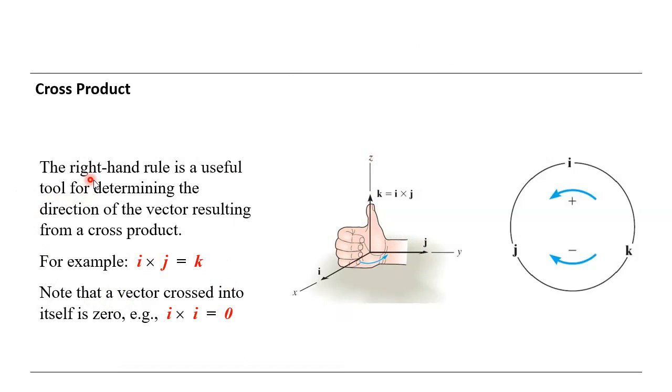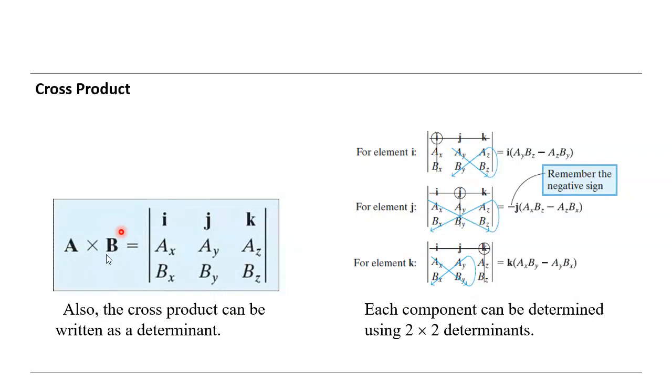So the right hand rule we use for calculating the cross product, and you see here, for example, i cross j is k, and i cross i is equal to zero, which comes from the right hand rule, and you know that from statics. And here A cross B is equal to the following equations: you see the element i, element j, element k. It is shown here how you can calculate it and why it is negative here and positive there, and so on. All of this you know from statics, more or less; it is repeating.